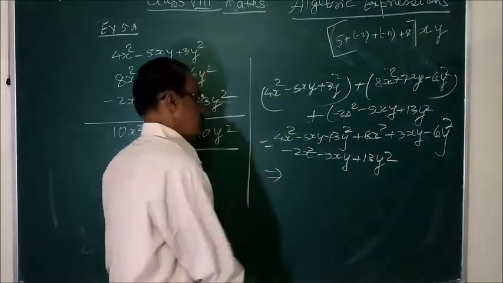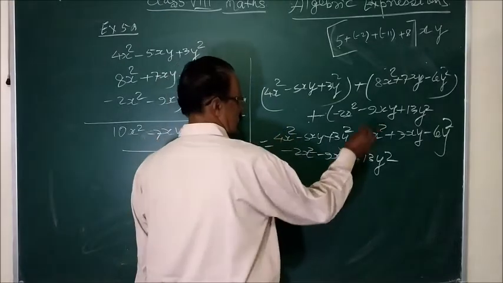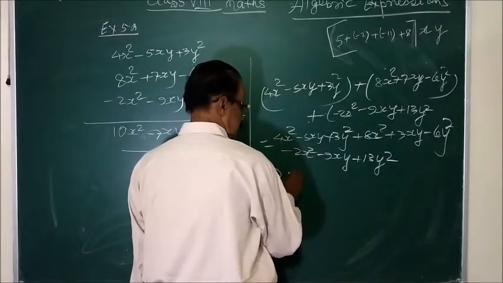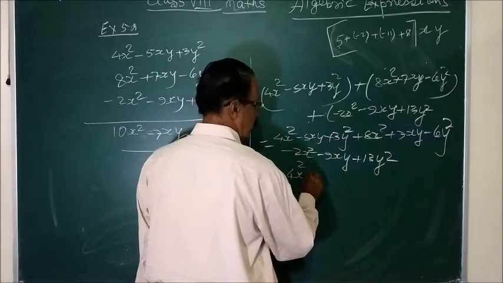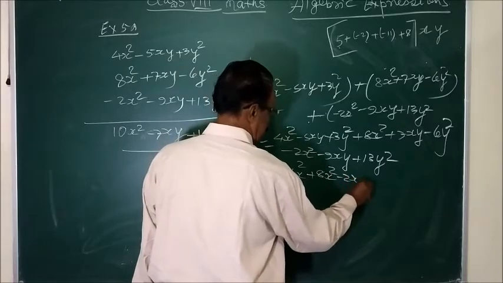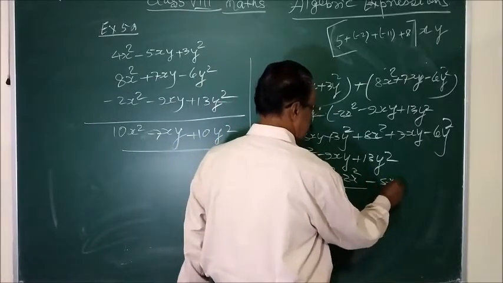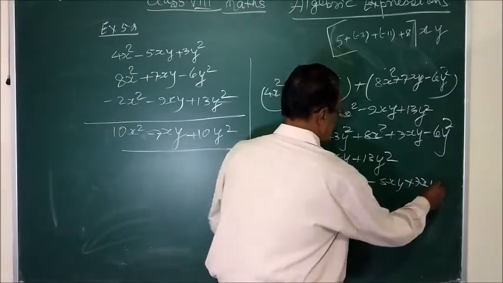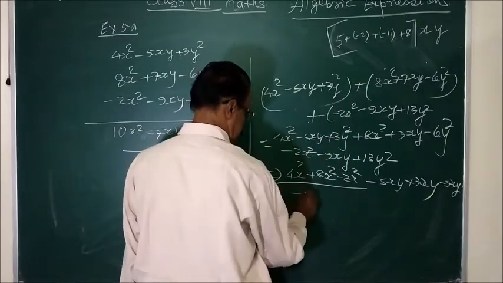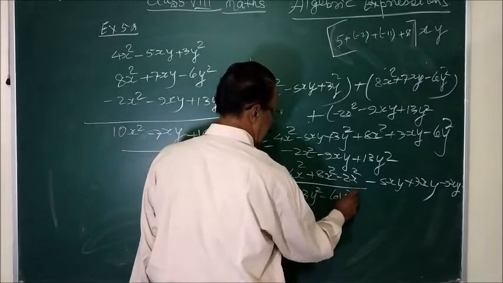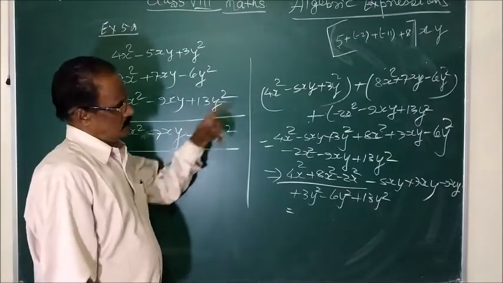After that, you collect all the terms having the same variables, or like terms: 4x squared, 8x squared, and minus 2x squared, because they have different numerical coefficients, but they have the same variable and same power. These are called like terms. So these are the like terms having the variable x and power 2. Now another term, minus 5xy plus 7xy, and these are the like terms with the variables xy. And now we have 3y squared minus 6y squared and plus 13y squared. But this column method is most suitable, although you can simplify like this.